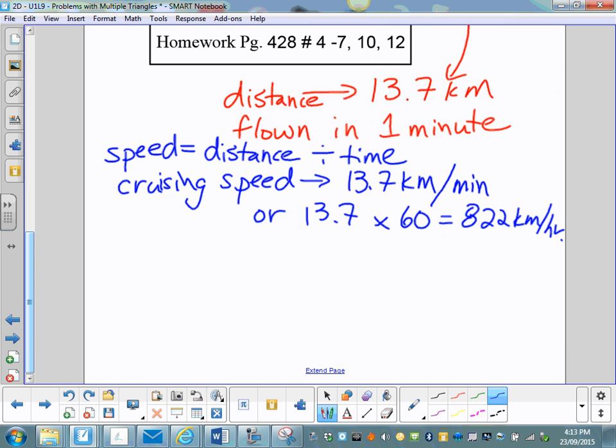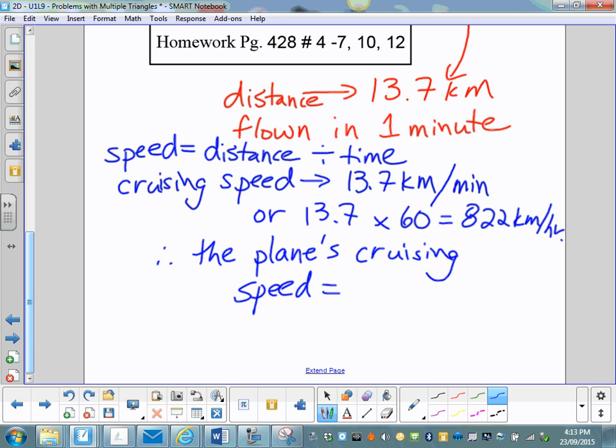So our final statement then is going to be, therefore, the plane's cruising speed is going to equal 822 kilometers per hour. Okay?